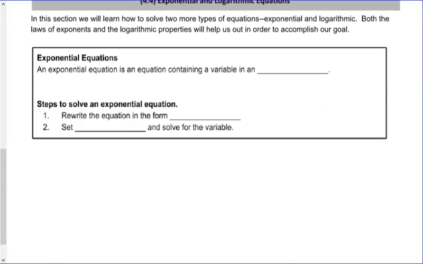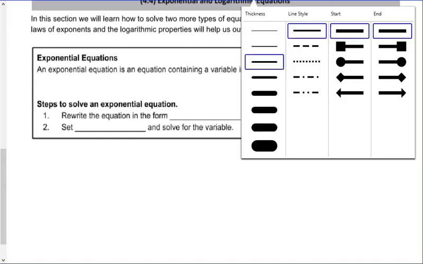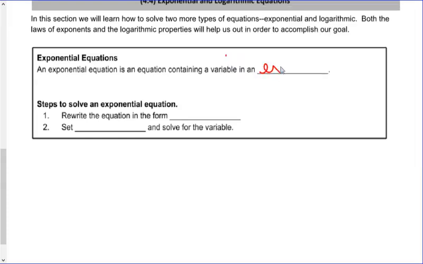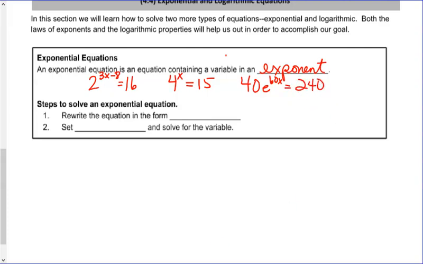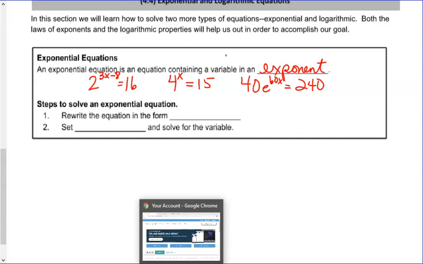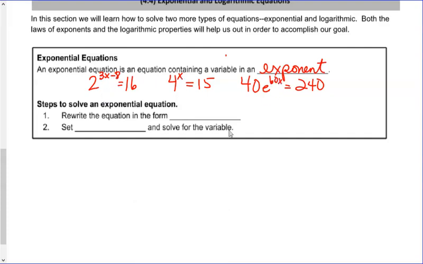An exponential equation is an equation containing a variable in the exponent. That shouldn't be very hard to decipher. And it would be something that looks like this. Maybe 2 to the 3x minus 8 equals 16. Maybe I have 4 to the x equals 15. And maybe I do something like 40e to the 60th x or something like that equals 240. Okay, so those are all examples of exponential equations. Notice that the variable is in the exponent.